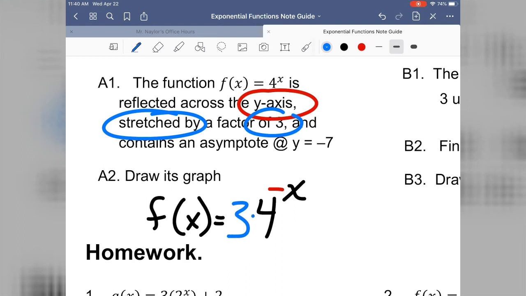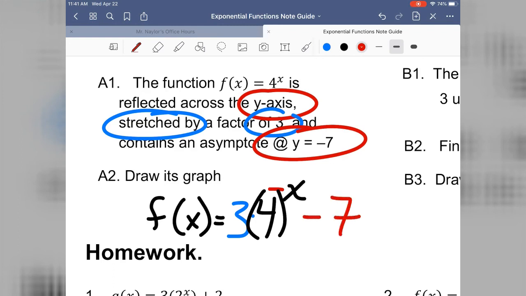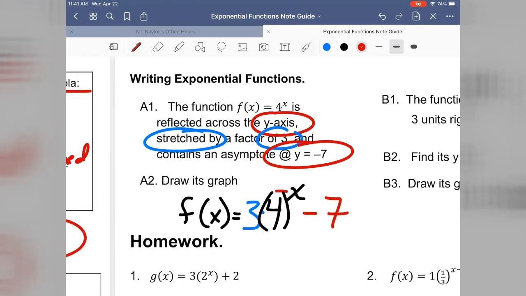Now, be careful. You never want to take that a value and multiply it to the base. So we don't want to end up getting the number 12 right here. Rather, we want to see 3 times 4 to the negative x. Well, the last thing I hope you see here is that we have an asymptote. And that asymptote is just going to cause us to put a -7 at the end of this equation. So you see how we just kind of built off of what we were given?